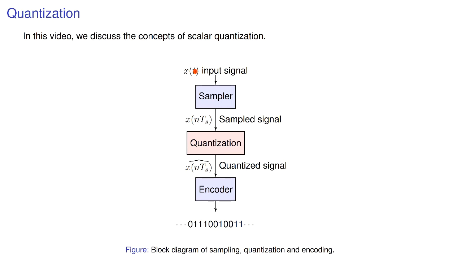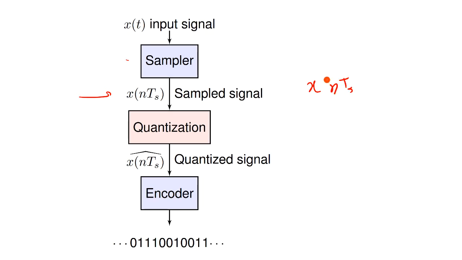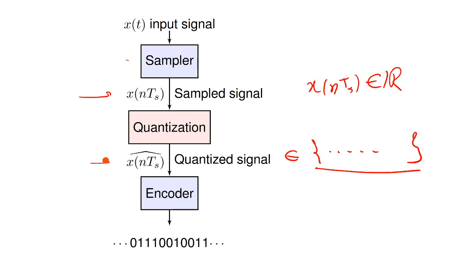So the input signal is first sampled. A sample, x of nTs, is a real value. We want to quantize it, but this quantized signal also is a real number, but within a finite set. So x hat of nTs is inside a set of values, and this set of values is finite: 5 numbers, 2 numbers, and so on. And once you quantize, this sequence of alphabets is encoded into a binary stream.